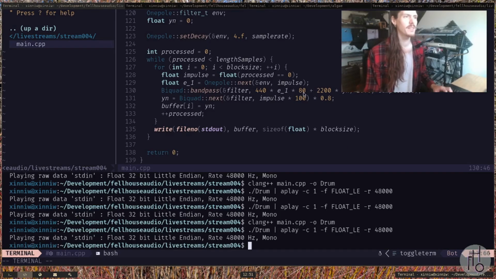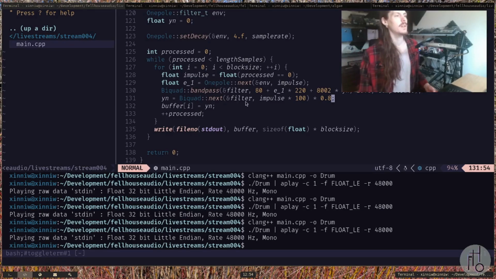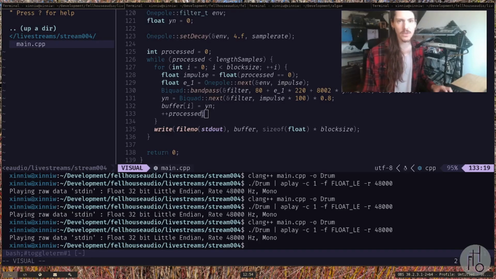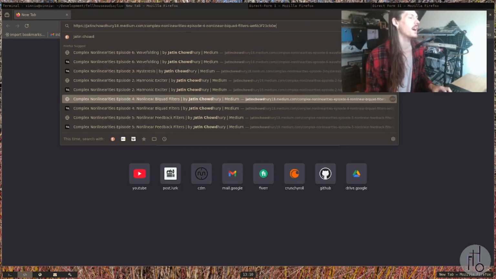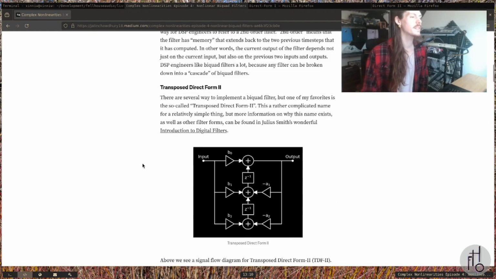Oh, I think we made the filter explode. This is where some of the numerical instability issues that I alluded to earlier might be coming into play. There's a very talented DSP engineer who makes plugins by the name of Jatin Chowdhury. I follow their blog. This is how I got curious about this whole topic.